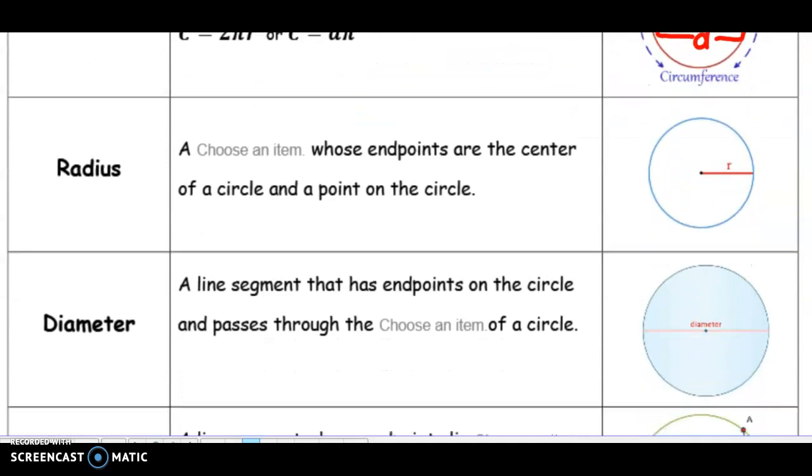The next term, radius, is a line segment whose endpoints are the center of a circle and a point on the circle. The diameter is a line segment that has endpoints on a circle and passes through the center of a circle.